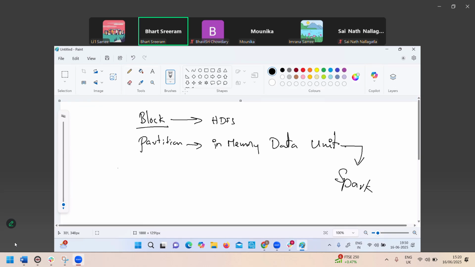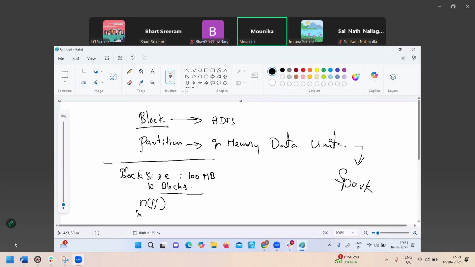Suppose, previously, an easy calculation. Let's say block size 100 MB. Think that you have 10 blocks. Number of parallel processes? 10, in Hadoop with MapReduce, I mean the old model. 10 only.